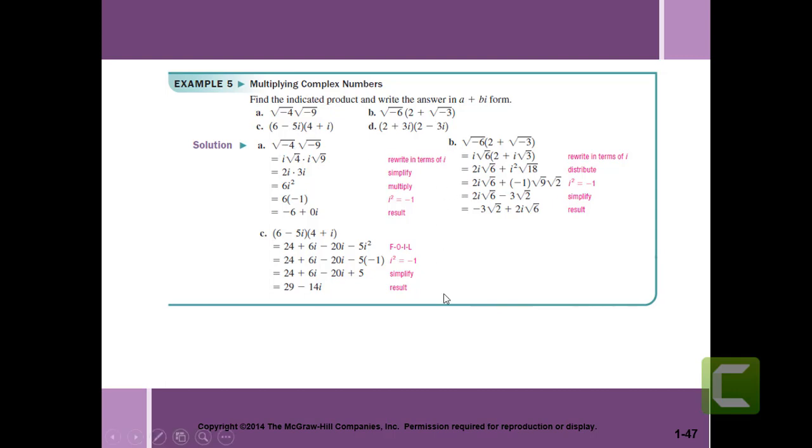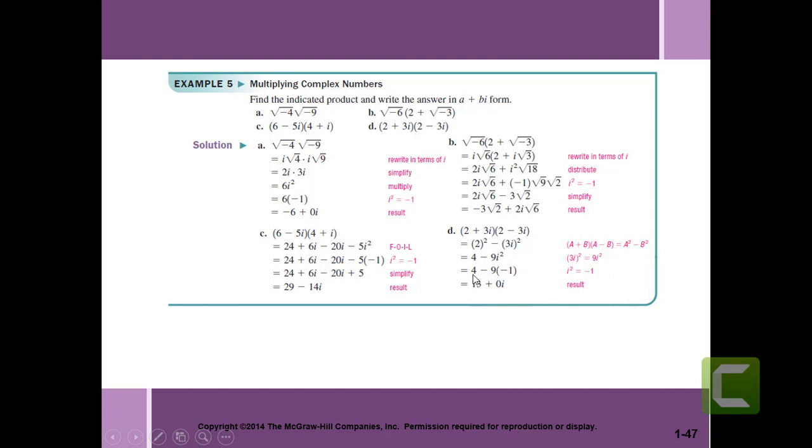Okay, now, what about d? Same thing. Here, though, look at this. This is 2 plus bi, or excuse me, this is 2 plus 3i, 2 minus 3i. This is of the form a plus b times a minus b, which is a special form. So this is going to give us a difference of two squares. So this is your a, and this is your b. So it's going to be a squared minus b squared. Well, what's a squared? It's going to be 4. What's b squared? It's going to be 9i squared, which is negative 9.